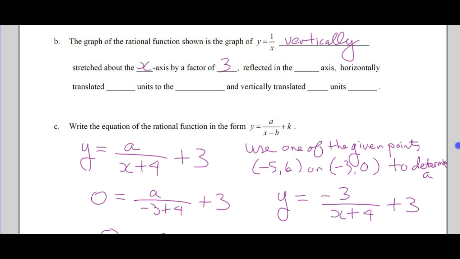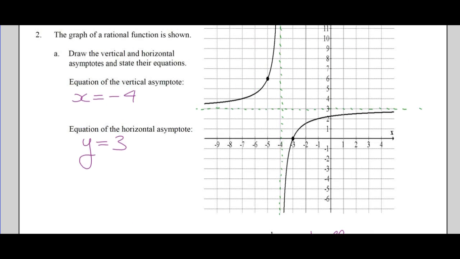So now we've handled the stretch. It's reflected in the x-axis. It is horizontally translated blank units to the blank. You've got to go how many units first? 4 units to the left, and vertically translated 3 units up. Okay? Doing this first, that would have been kind of hard to look at.